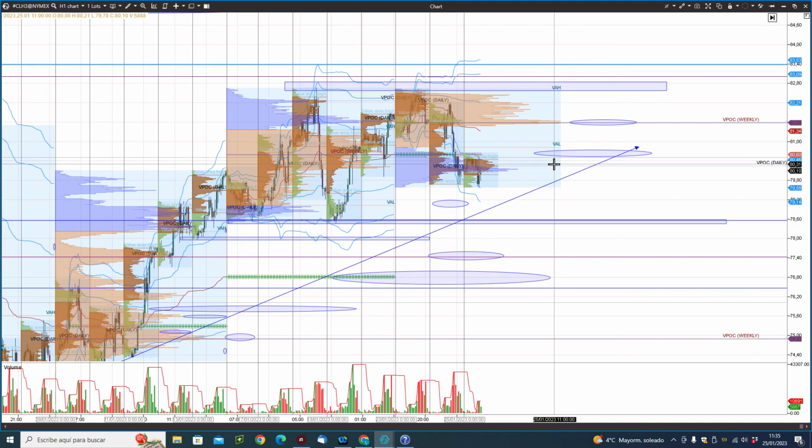About higher targets, first one the final of the weekly VWAP, 80 and 62, and the next one would be the current weekly VPOC, 81 and 58.